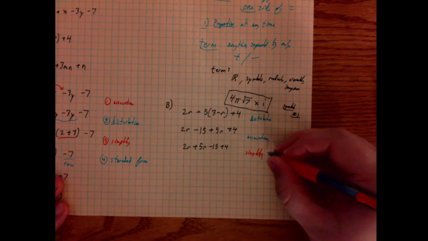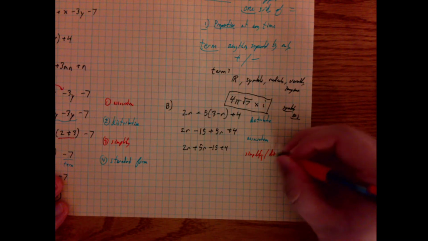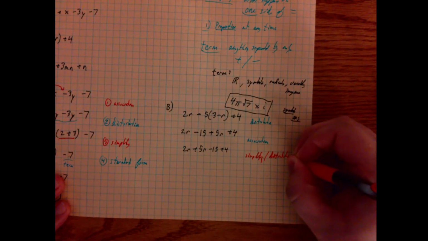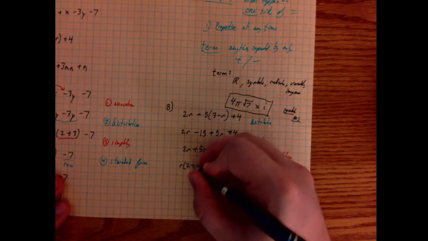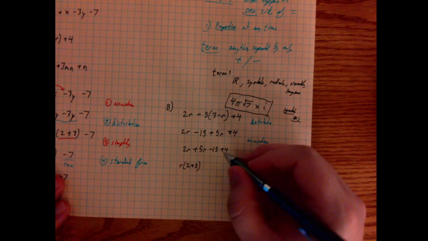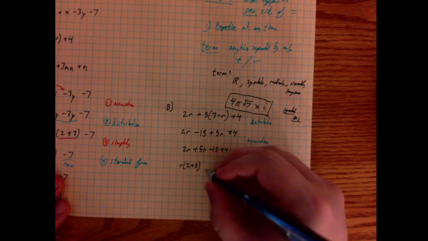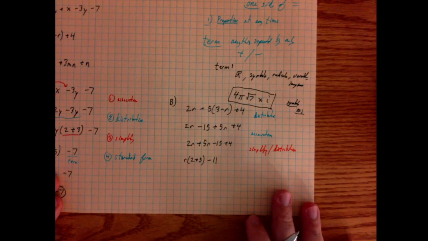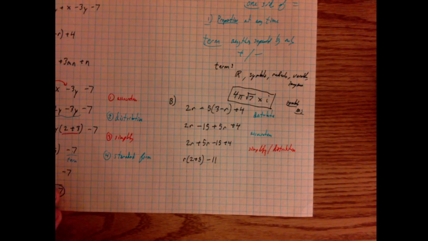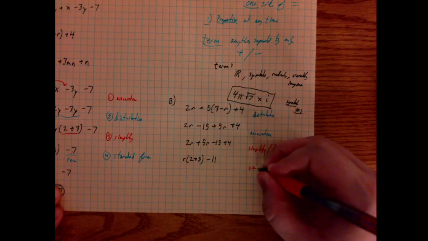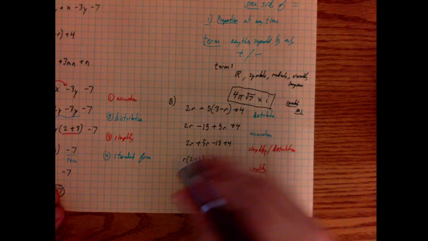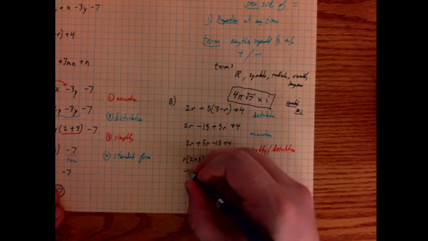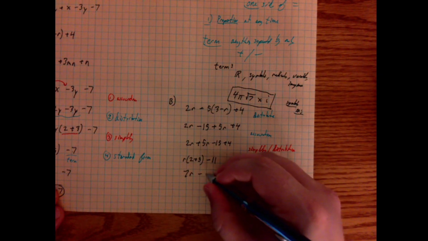With these variables, I can use the distributive property again. So let's do it. I factor an r out, leaving a 2 and a 5. The numbers negative 15 and a positive 4 make this negative 11. Now I can simplify again. I'm actually going to write it in the correct form this time on the first try because I'm looking ahead. 2 plus 5 is 7, so I have 7r minus 11.